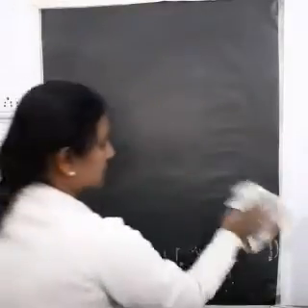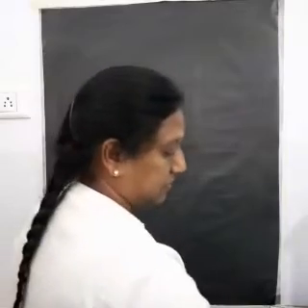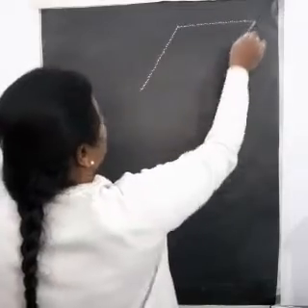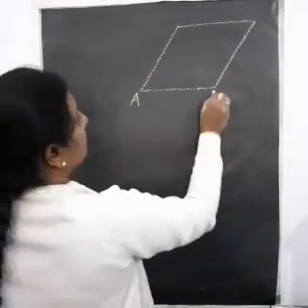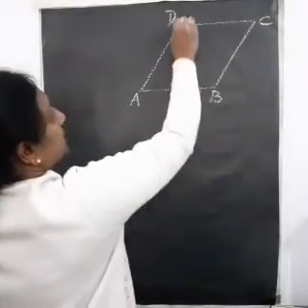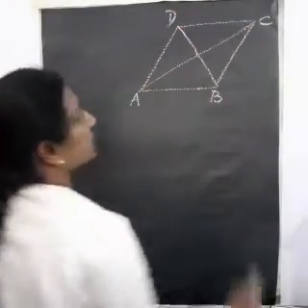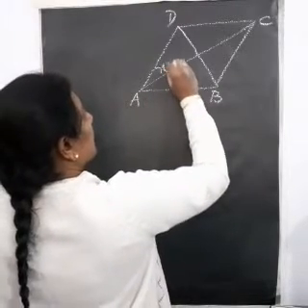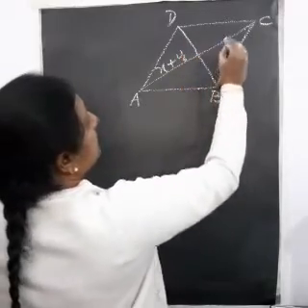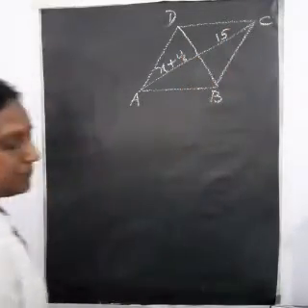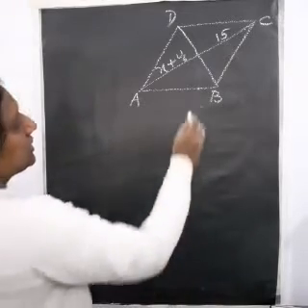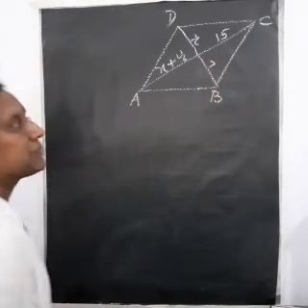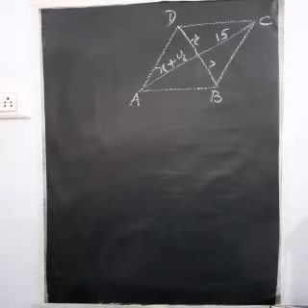Okay, let's say we have a parallelogram like this given. A, B, C and D. And they have given diagonals like this. ABCD is a parallelogram. That is what they have said. And here they have said X plus Y, and here they have said this is 15. And here they have said X, and here they have said 7. Now they want us to find X and Y.